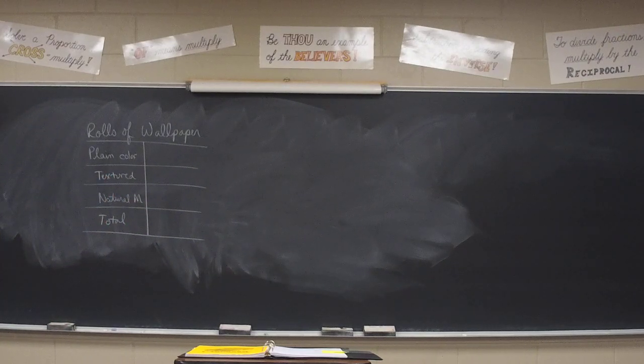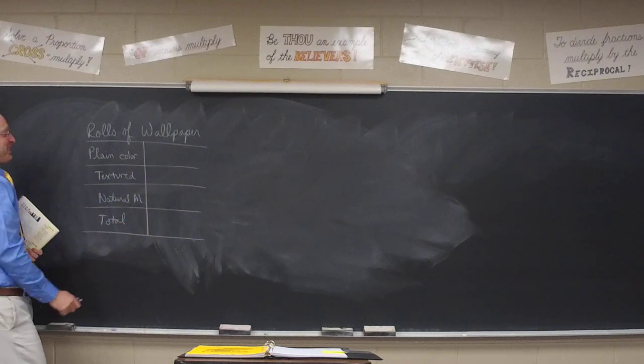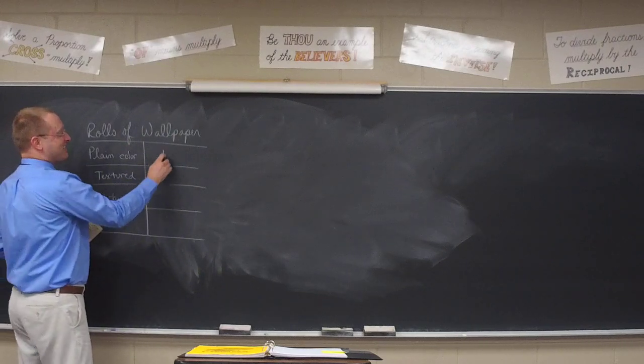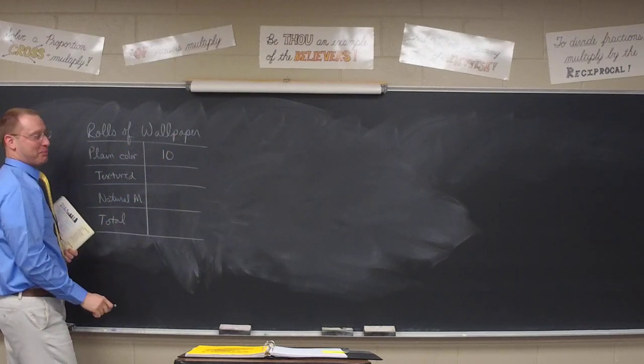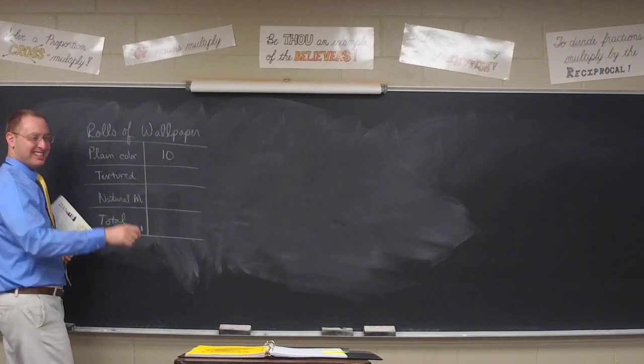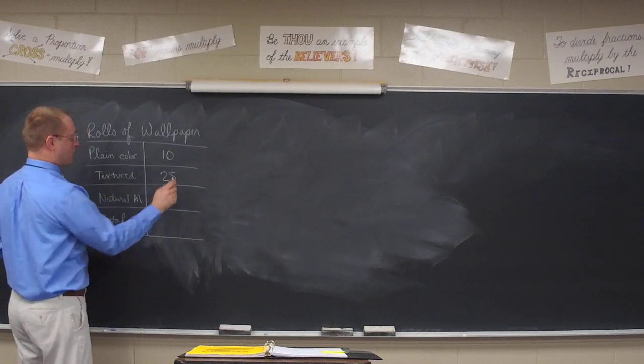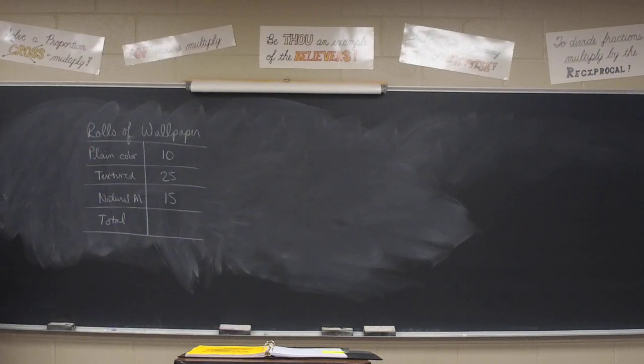All right. And the numbers don't require a whole lot of brains here. So let's go to Luciana. What should we write in for our numbers? Next to plain color, put 10. Texture, 25, and natural, 15. And we do need to do a little bit of math to get the total, but it shouldn't be too hard of math here.